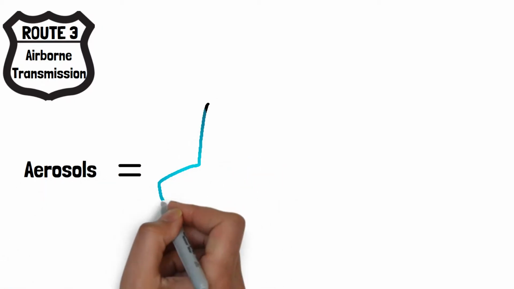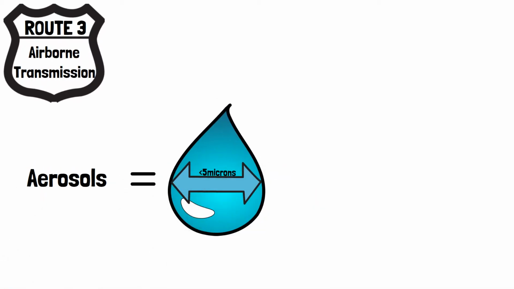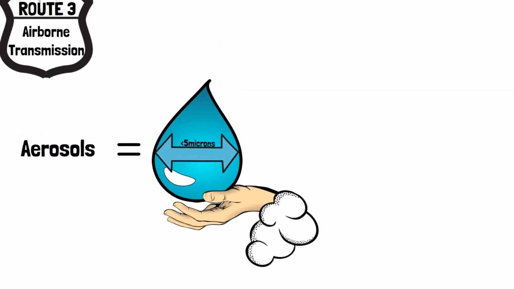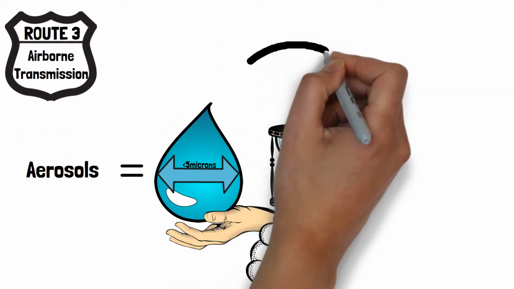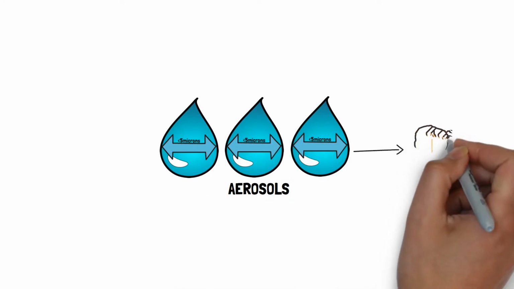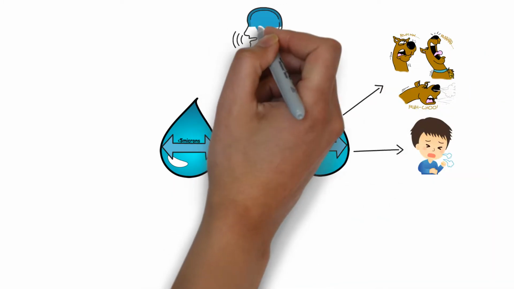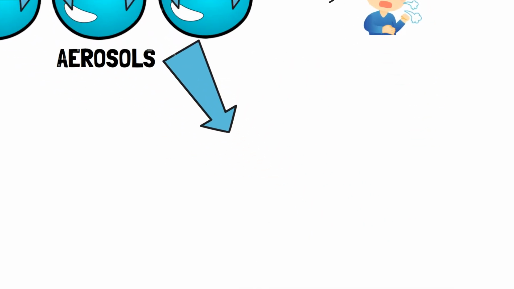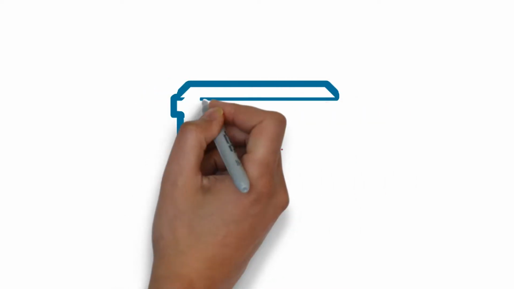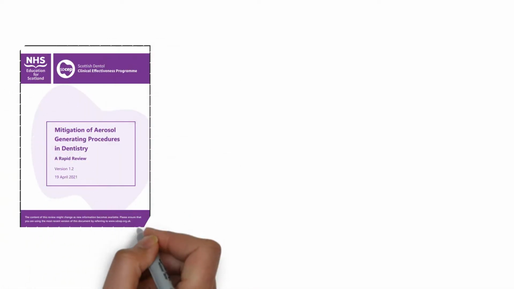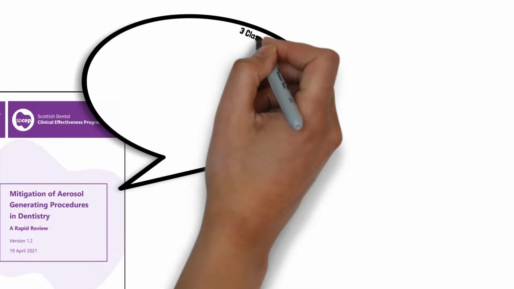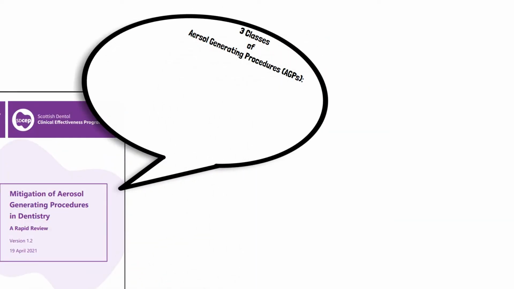Aerosols are liquid particles less than 5 microns that can stay suspended in the air for a relatively long duration, leading to longer exposure times. Aerosols can be created by coughing, sneezing, talking, breathing, and aerosol-generating procedures in dental practices. As aerosols are such an important vector of transmission in the dental practice, the Scottish Dental Clinical Effectiveness Program has laid out 3 categories of aerosol generation.